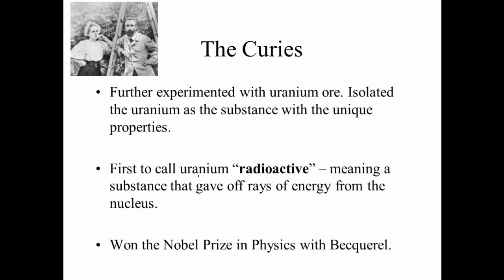The people who continued his experiments were the Curies, and they eventually worked together. They further experimented with that uranium ore, and again, that's a mixture of several different substances containing uranium as only one component. They isolated the uranium and determined that it was the substance with those unique properties, and they called those properties radioactivity, or radioactive, meaning a substance that gives off rays of energy from the nucleus. And together with Becquerel, they won the Nobel Prize because this was previously completely unknown.